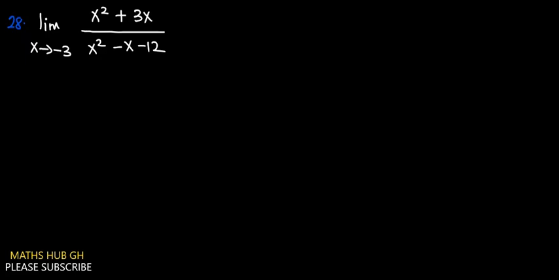Now let's focus on the denominator. For the denominator we have x squared minus x minus 12. Let's focus on the 12 here. Although it is negative 12, let's just make it 12 for now. So let's find two numbers that we can multiply to get 12. The first one is going to be 1 and 12 itself, 2 and 6, and then 3 and 4. Okay, so let's stop here.